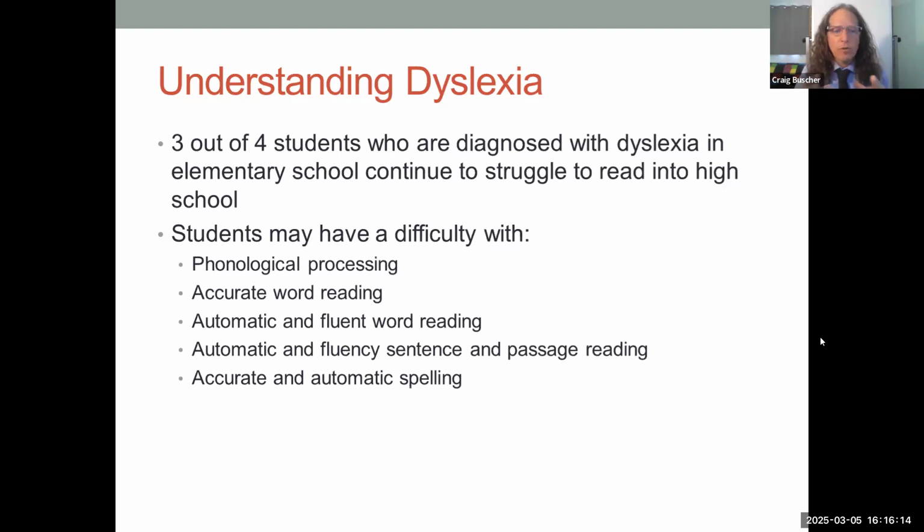Usually there's going to be an issue with accurate word reading. Sometimes these students who struggle can be pretty accurate, but then they don't get to this level of automaticity. So when they see a word, it's often like they've never seen it before and they sound it out every single time they see it. So they can be accurate, but not automatic and not fluent.